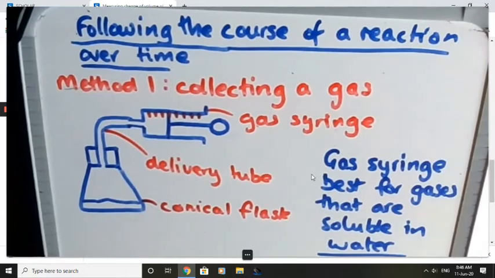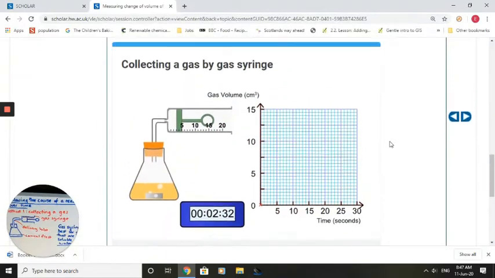Now, gas syringes, like I discussed, work best if you've got gases that are soluble in water. And to be honest, if you're asked in an exam to draw a method to collect a gas, this is the best one to draw because this one works for all gases, whereas the one before with water only works if the gas is insoluble in water. So this is the one to go to if you're asked to draw a diagram for collecting a gas. I've obviously had to rub out my other diagram, but you should have two diagrams drawn in your notes now, and you should have this written down. So gas syringe is best for gases that are soluble in water. So we're now going to have a little look at what this actually looks like when we follow.